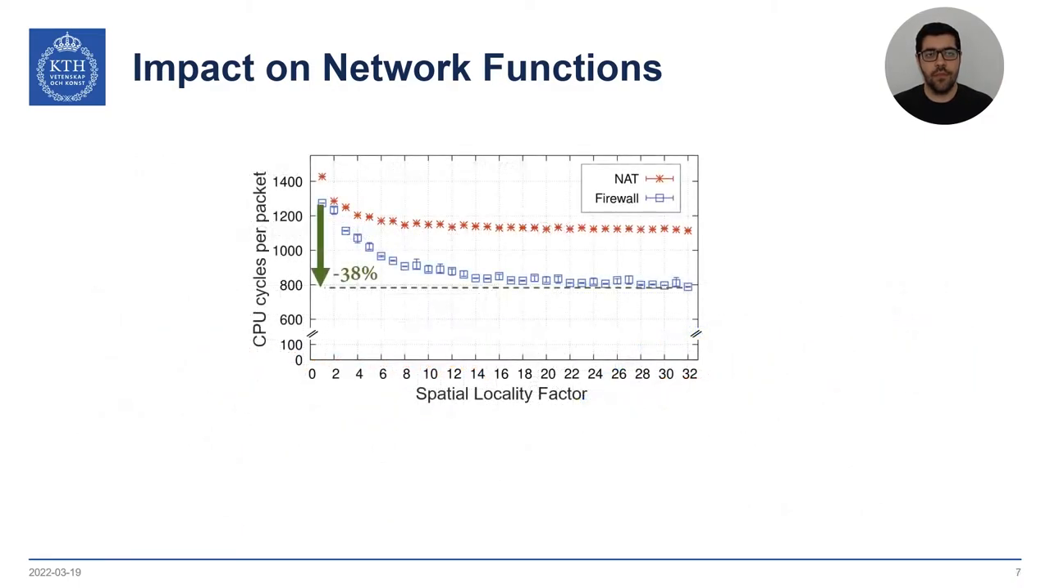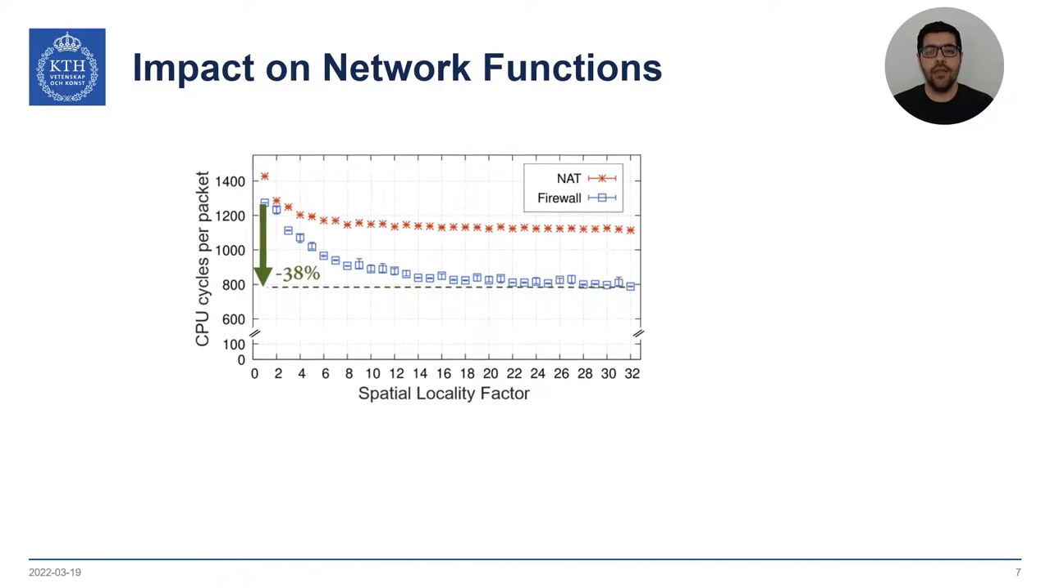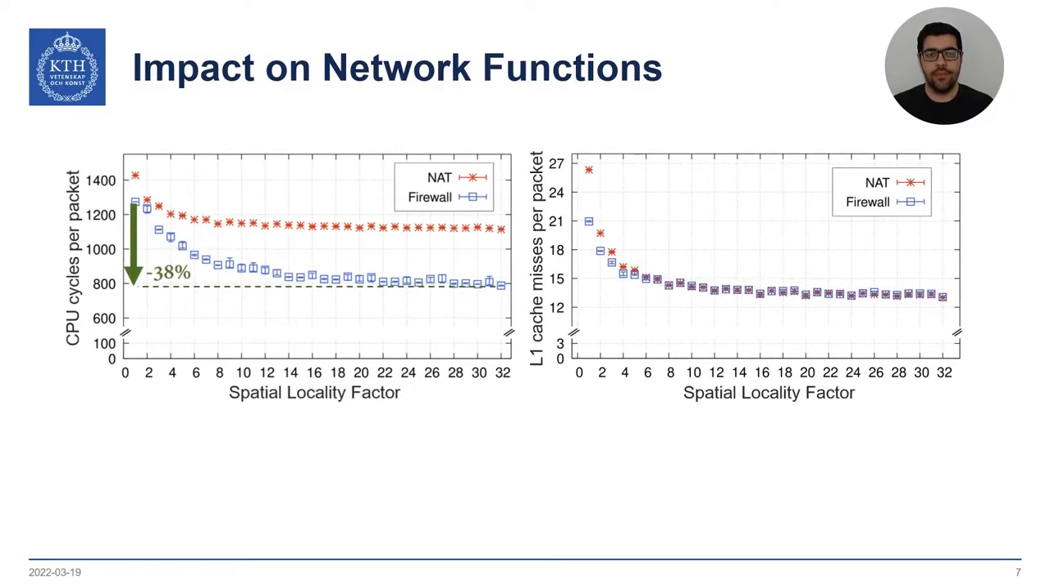This improvement is because of fewer average cycles that the CPU core should pay for processing each packet, which is shown in this figure. For instance, in the case of the firewall, we see a 38% reduction in the average number of CPU cycles per packet. Our microscale measurement shows that by ordering packets, we actually can amortize the cost of fetching network function related data over multiple packets. And as a result, we see a great cache utilization improvement in the system.